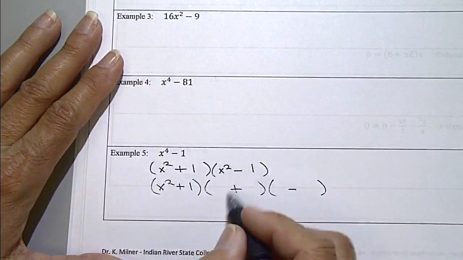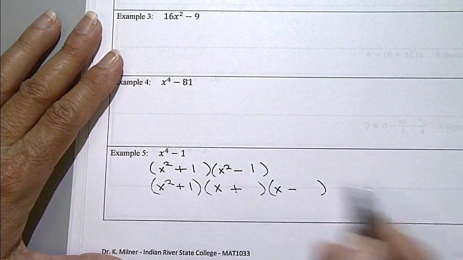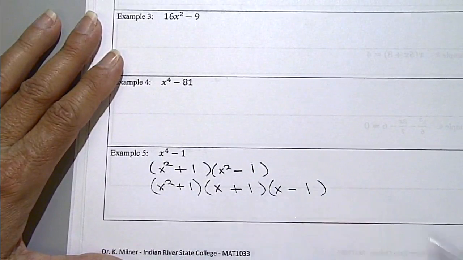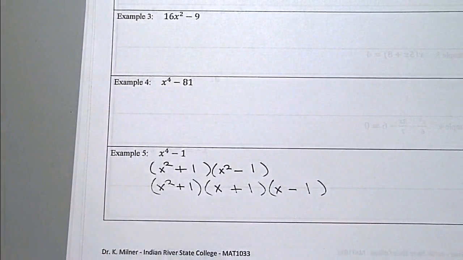What's the square root of x squared? What's the square root of 1? Now I'm done now, right? Because I can't find a perfect square in a simple x, can I?